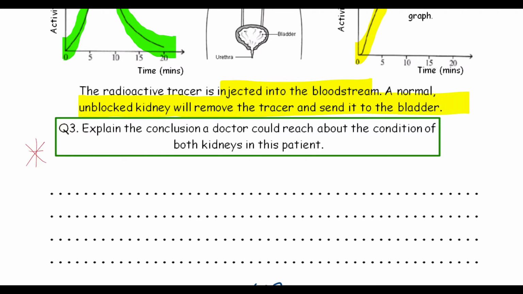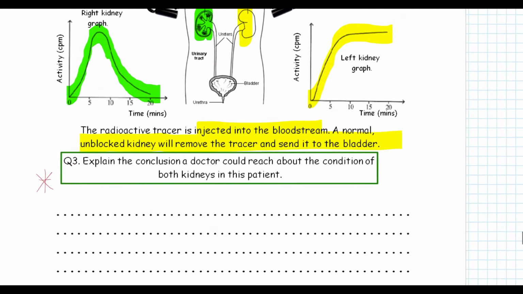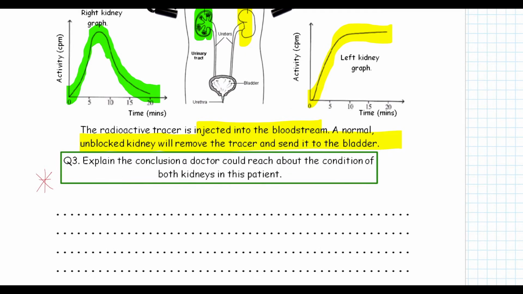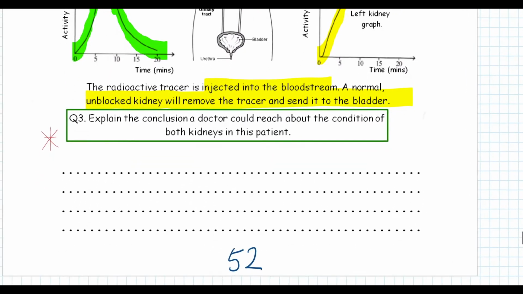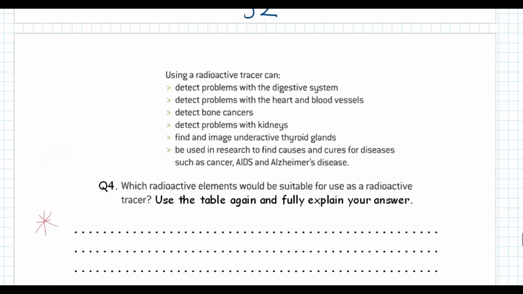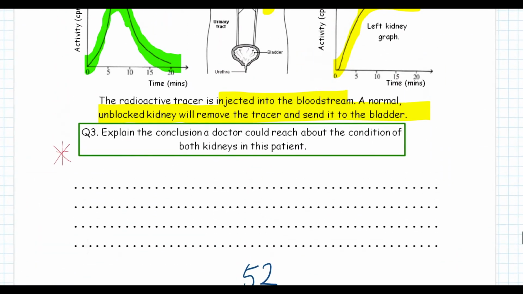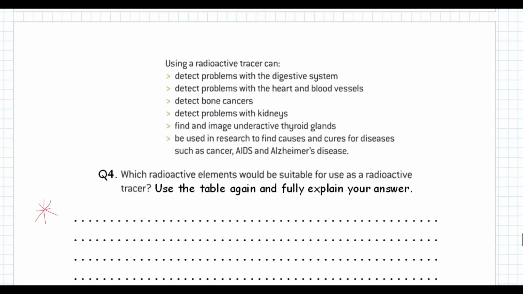Explain the conclusion a doctor could reach about the condition of both kidneys in this patient. I've given you an explanation. You write yours down underneath, please, and refer to the right and left kidney and the two separate graphs and the activity of both with time. Turn on to page 50. So when you've done that, press pause first of all, I meant to say, and when you've written down your answer, then turn on to page 53.